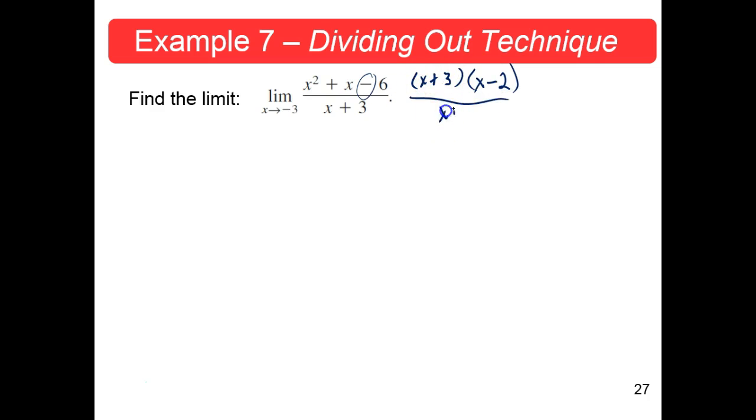Divide that by x plus 3, and lo and behold, what do you see happen? X plus 3 divides away. And that leaves you the limit as x approaches negative 3 of x minus 2. And what is that? Negative 5. So 0 over 0 isn't 1 anymore, is it? In this case, it is negative 5. Does that make sense?